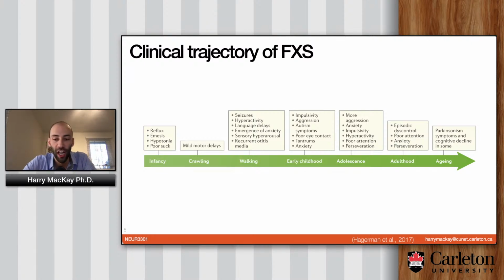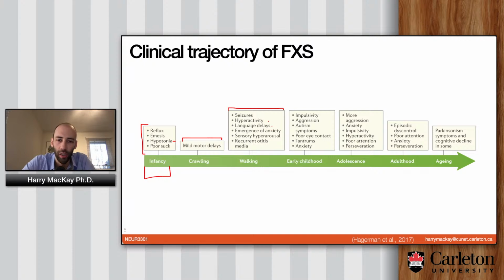So here's the clinical trajectory of Fragile X. In infancy, you see what you might broadly describe as failure to thrive, problems with digestion and suckling, poor muscle tone, that's hypotonia. Motor delays begin to appear around the time you start to see motor development. When babies are first born, they're like Furbies. They just move all of their limbs randomly, and there's no goal directedness to it. But as their motor system is called on to do more and more, that's when you really start to notice delays. By the time they start walking, you'll notice seizures and hyperactivity.